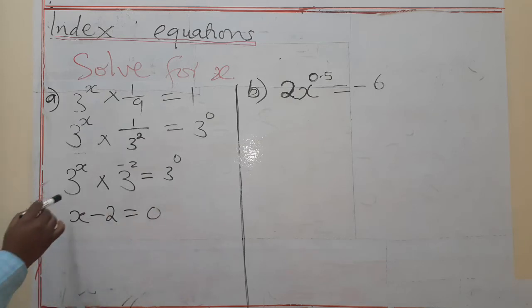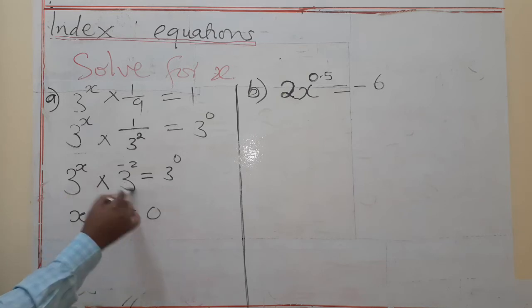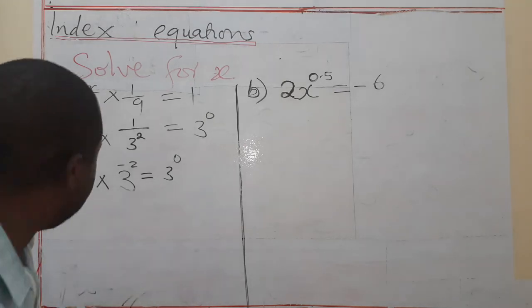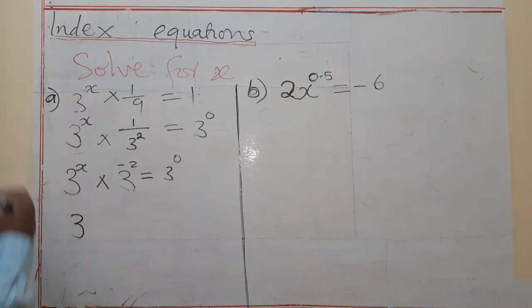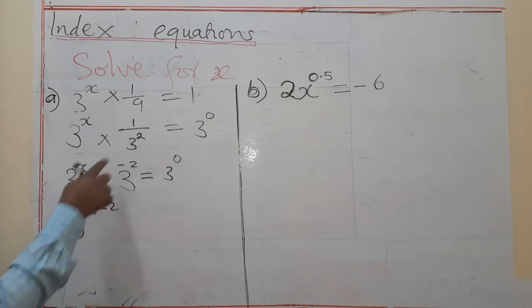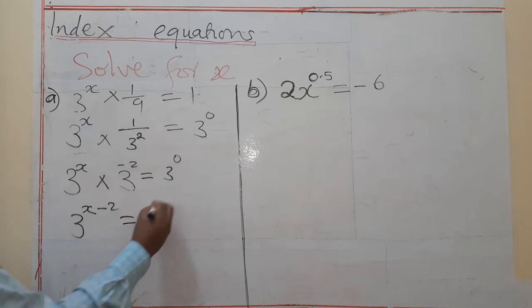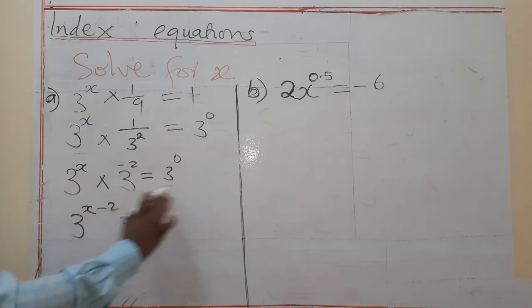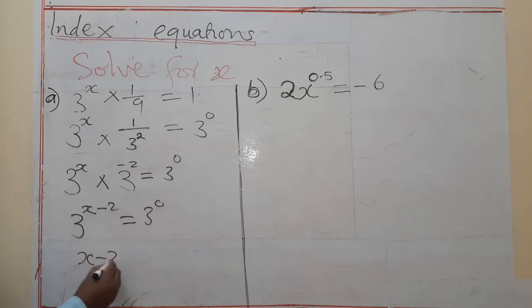Again, remember when we are multiplying the same base, you add the powers. So we can have 3 to the power x minus 2, which equals 3 to the power 0. Since the bases are the same, we have x minus 2 is equal to 0. This will imply that x is equal to 2. I think even that one can help.